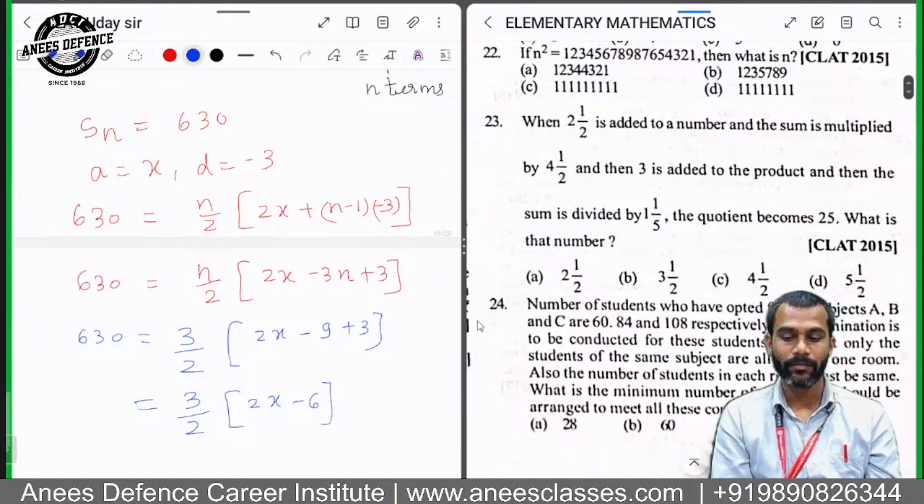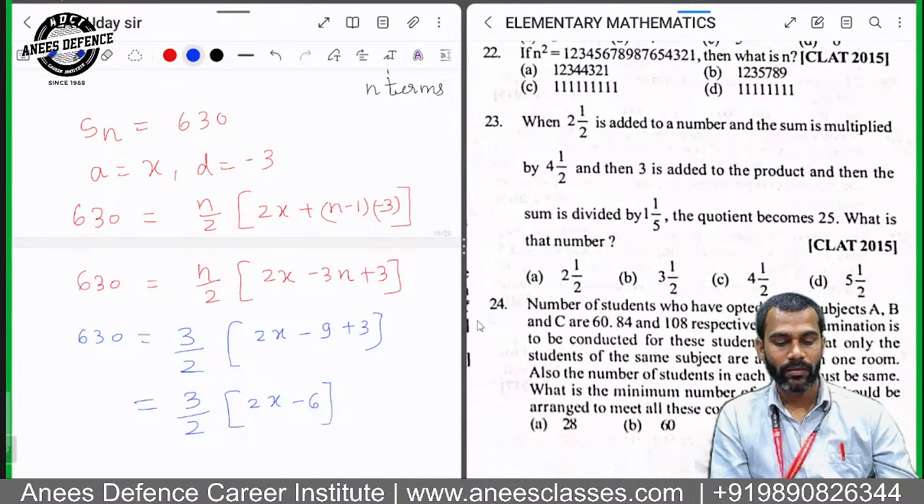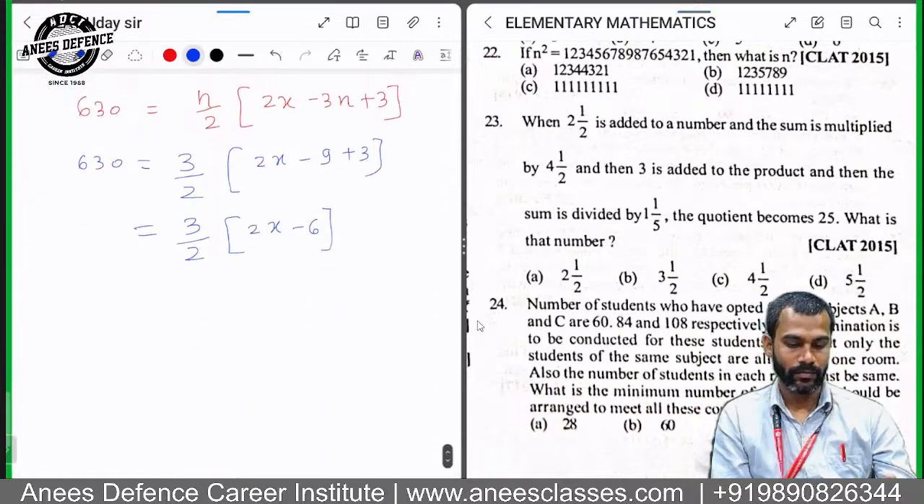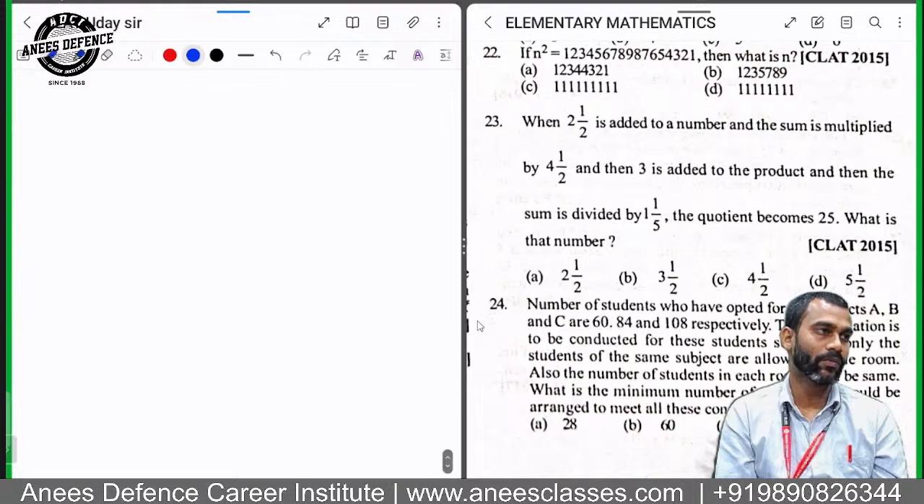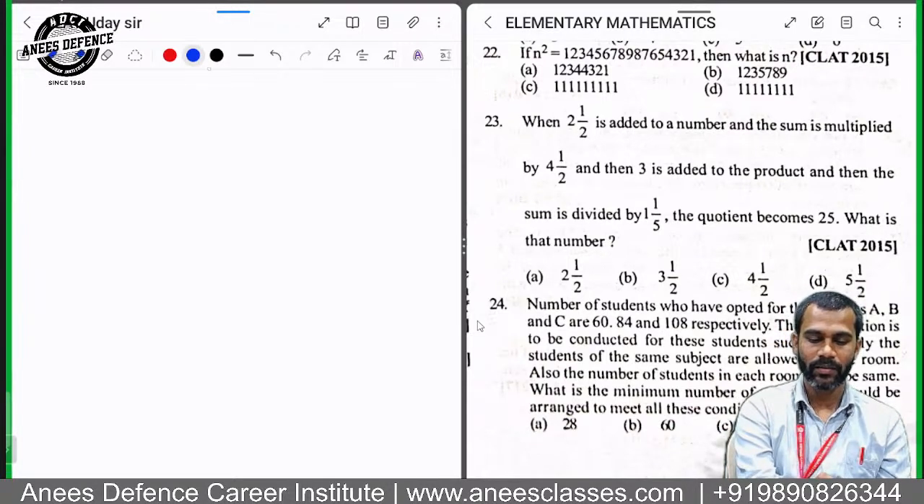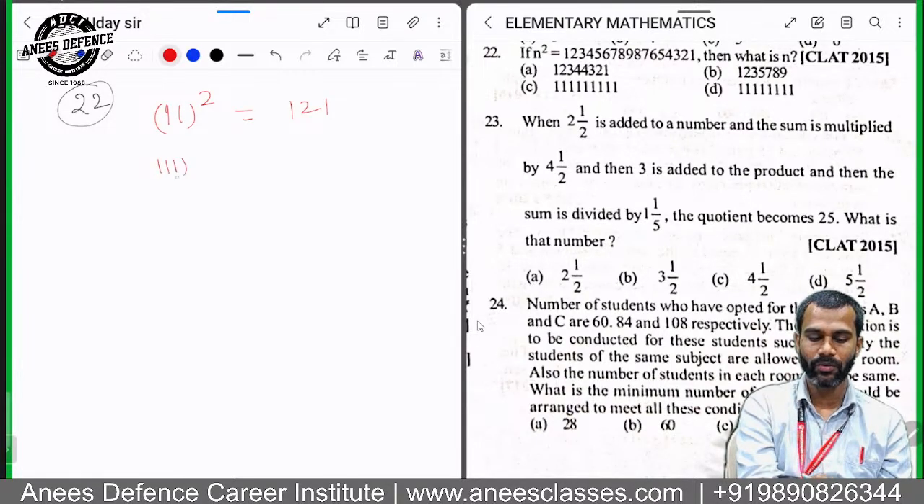This is very easy. One of the shortcuts. Yes or no? Square of 111. Very easy. Question 22, direct shortcut we can use. What is 11 square? 121. What is 111 square? 12321. What is 1111 whole square? 1234321.